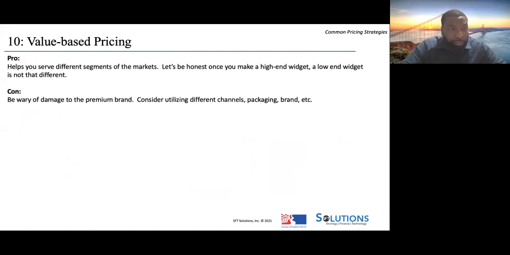So one of the pros of this is it helps you serve different markets, right? So you have a low cost option and a high cost option. But you also have to be wary about doing damage to your brand by offering two competing products in the same marketplace.